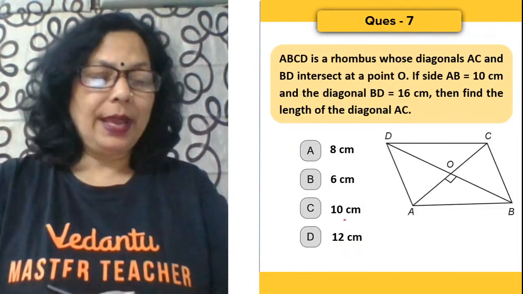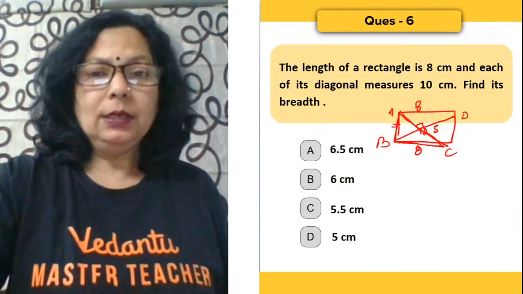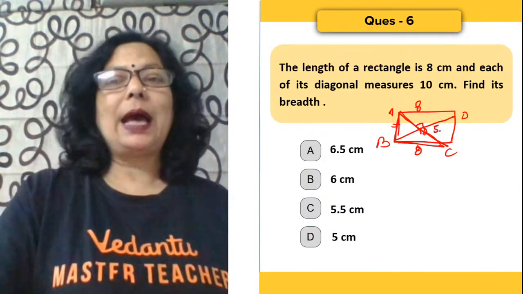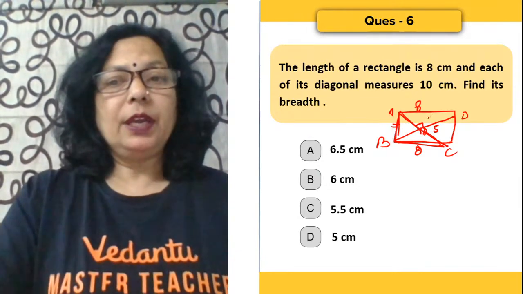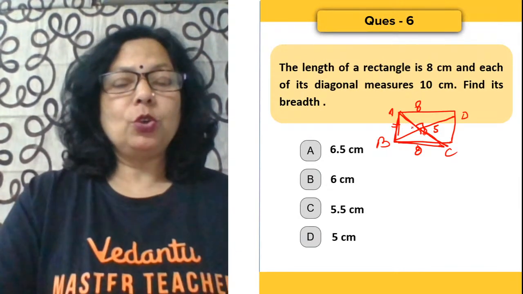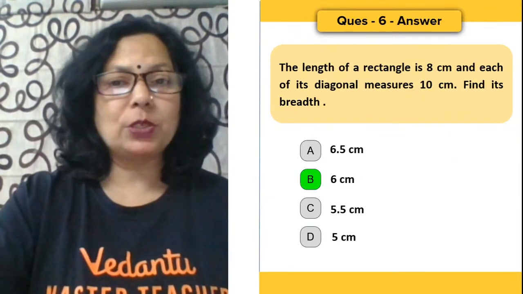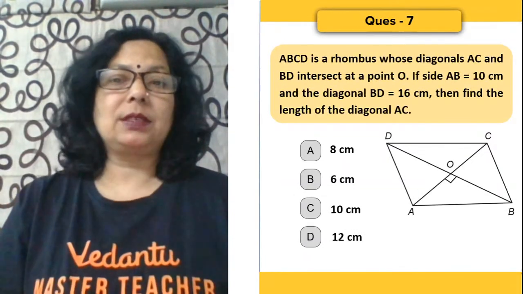Now, in this question, if it were a square and the length of the diagonal was given to you, and you had to find the side, in a square each angle is 90 degrees. A rhombus is different, but you could use that property also.